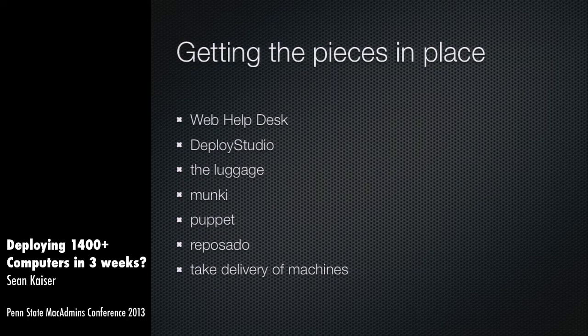So as I mentioned, we had about 2 months from the time I found out about this project until we were going to be going. So I had a lot of different things I needed to get going. We use Web Help Desk in our district. I customized some of the asset fields to include things for Puppet, back when we first started using Puppet, to kind of manage the machines from the interface that our technicians use, keeping everything in one spot. Modifying DeployStudio to get the modular deployment options set up. Using the luggage, Munki, as I mentioned, Puppet, we already had Puppet up and running, but we needed to tweak it a little bit, reposado.